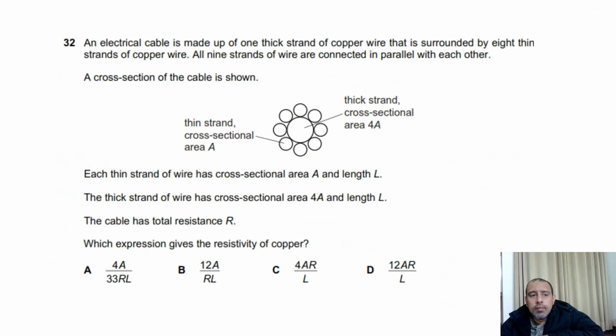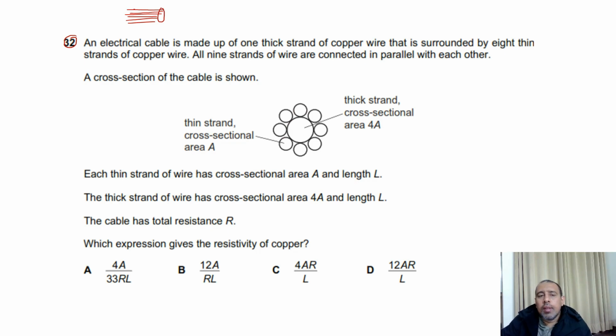Moving forward, in question number 32, we have these wires attached with each other, and these wires are parallel with each other because the wires are in this way, they are parallel, and we are looking from their cross section. That's why they are parallel with each other.